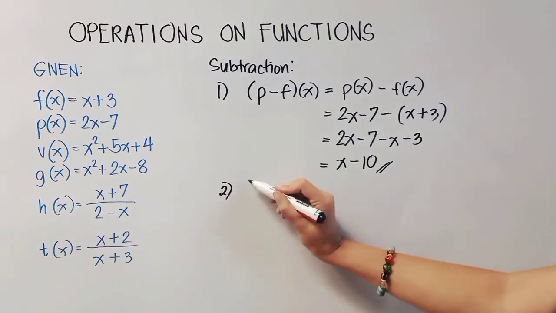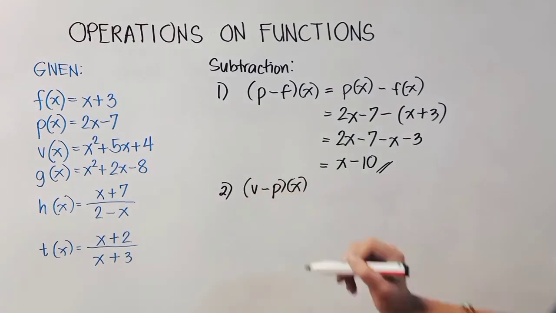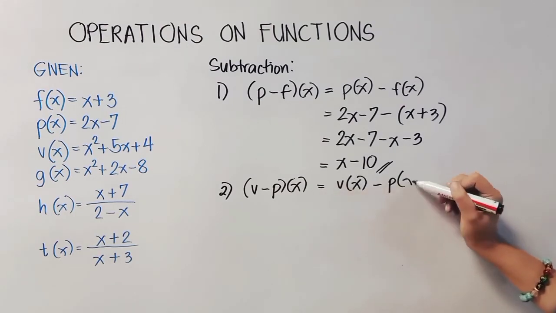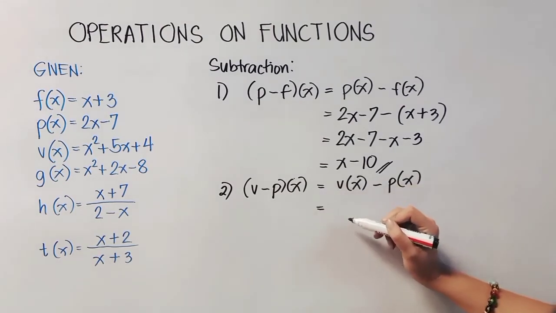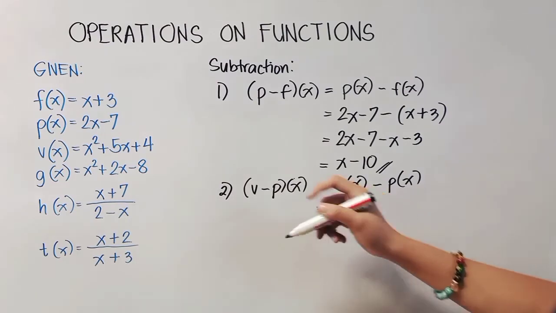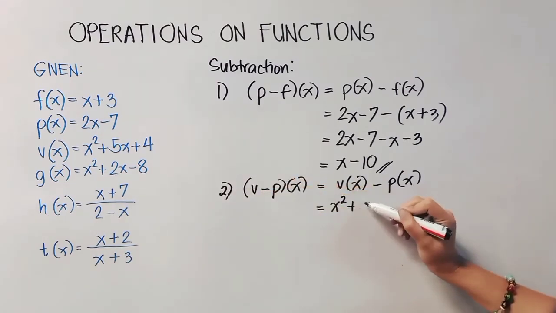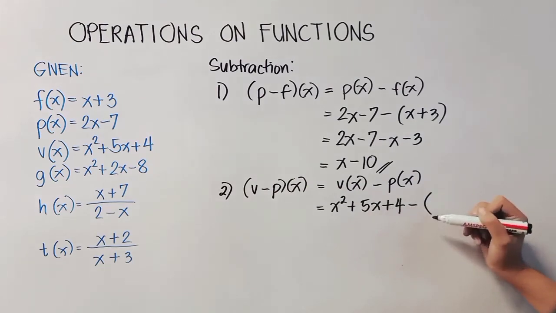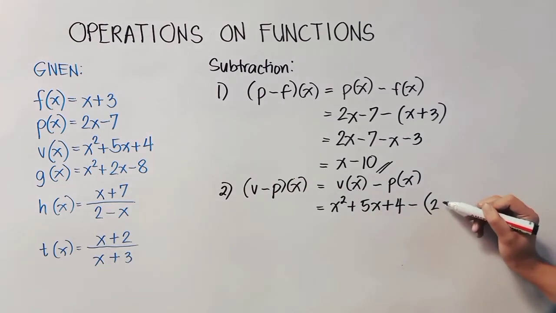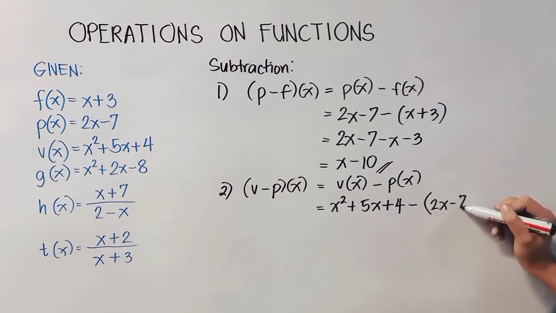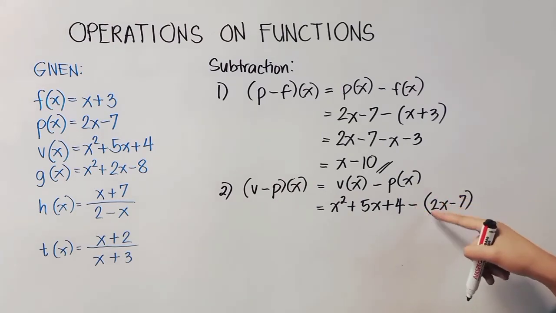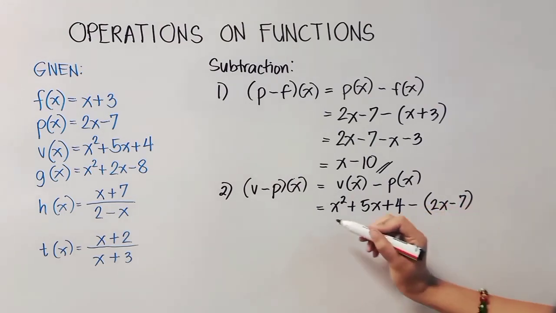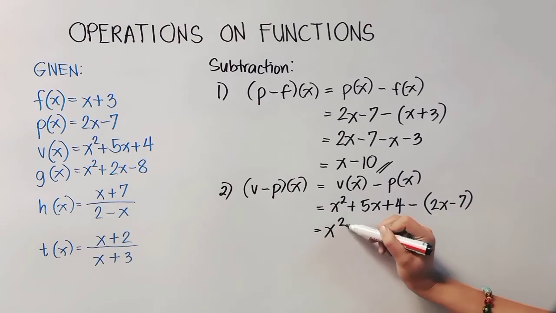Let us now proceed to number 2. So that can be written as v of x minus p of x. V of x is equal to x squared plus 5x plus 4. And then copy minus, always enclose the second function in a parenthesis. So we have 2x minus 7. Again, that is because we have to distribute negative to each term later on. So let us copy this portion here.